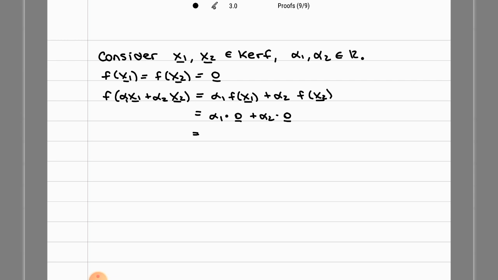And so when you add them together, you're going to get the null vector. So this confirms that alpha 1 x1 plus alpha 2 x2 is also going to be a solution of the homogeneous system, which means that it's also part of the kernel. And so since every linear combination of x1 and x2 is also in the kernel, then the kernel satisfies the definition of a subspace.